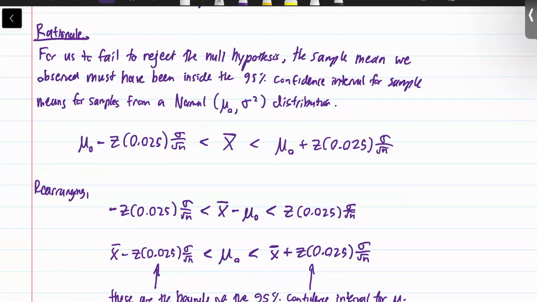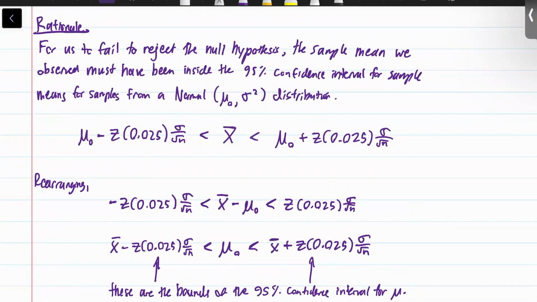The rationale behind this is that for us to fail to reject the null hypothesis, the sample mean we observed must have been inside the 95% confidence interval for sample means for samples from a normal distribution with mu naught as its mean. Thus mathematically, this can be noted as our observed x bar being in between mu naught minus and plus z of 0.025 times the sample standard deviation. Subtracting by x bar and flipping the signs, we can rearrange so that mu naught is in the middle.